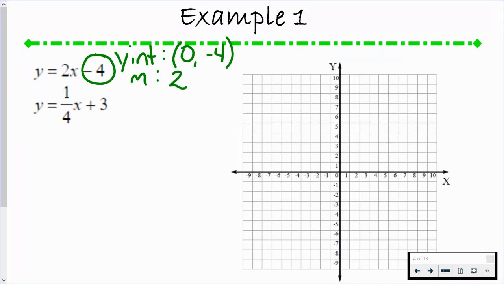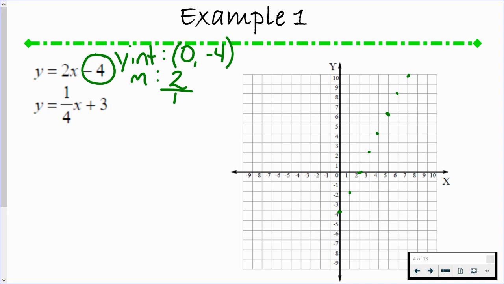So what I'm going to do is go on the y-axis, go down to -4, and plot my first point. Now my slope is 2, which I know I always need to represent using a fraction as far as graphing. And I know that it's 2/1. So I'm going to go up 2, right 1, and repeat: up 2, right 1, up 2, right 1.